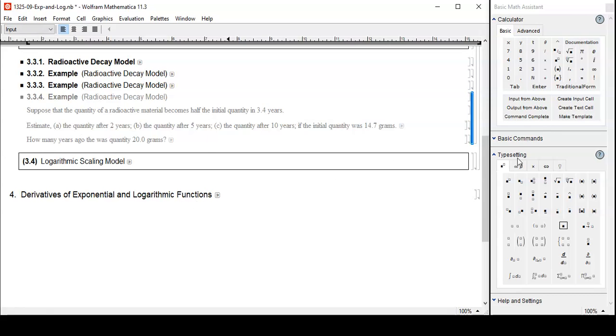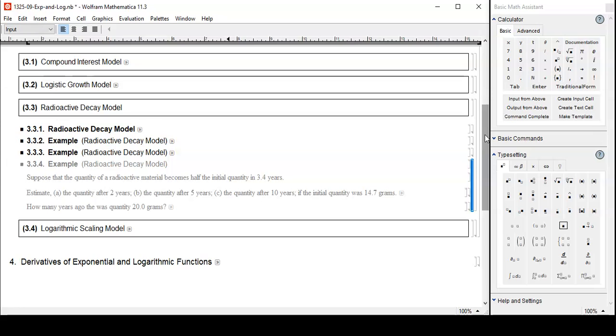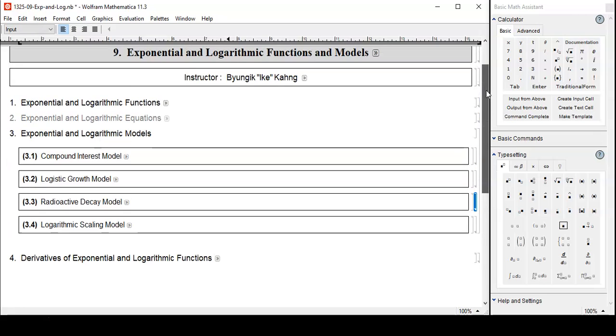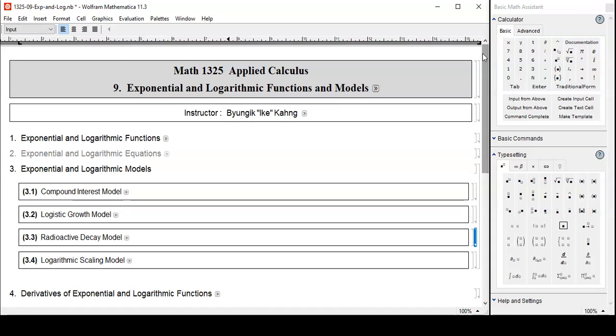We have another problem here, but it's kind of repetitive, so let's stop here. So we went through 3 types of example problems. First, compound interest model is an exponential model. Logistic growth model, relatively important exponential model. And a radioactive decay model, which too is relatively important. Maybe not as important as logistic growth, but certainly more important than compound interest model, I think.